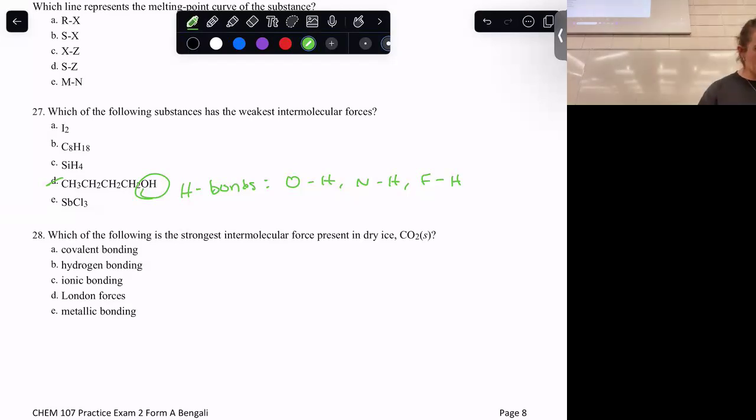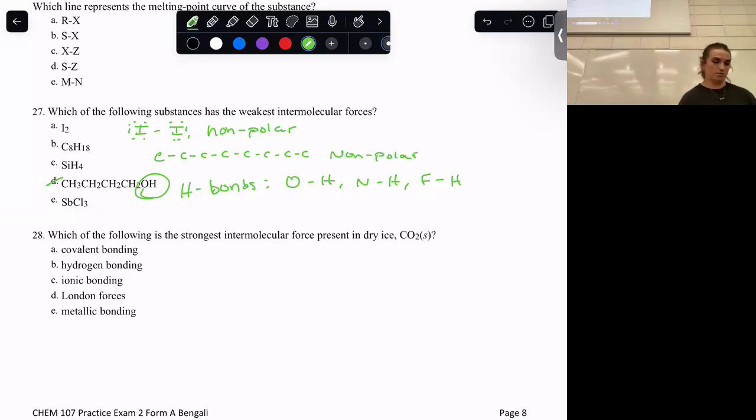Yep, so the next thing we need to know is, are they polar or are they non-polar? So when we look at I2, right, we have what kind of polarity? Non-polar. C8H10. Yep, this is going to be non-polar. What does SiH4 look like? Yep. And then what about SbCl3?